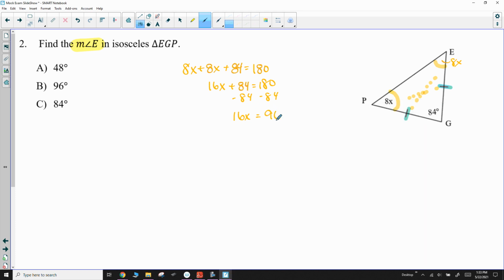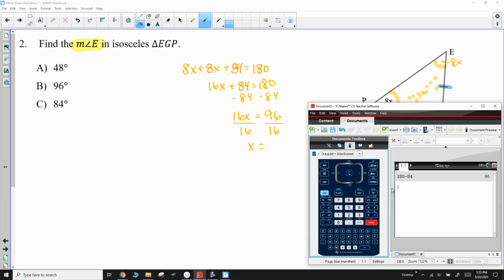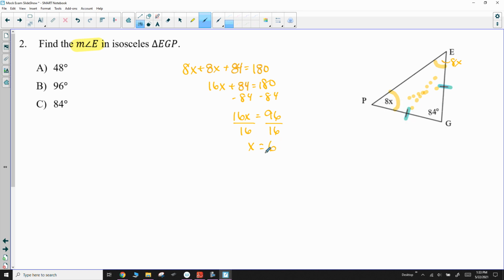96, and I'm not interested in 16x. I want to know what x is. So back to my calculator. Divided by 16 is equal to 6. And again, I'm not actually interested in what x is. I want to know what the measure of angle E is. So the measure of angle E, well, since these 2 angles are congruent, we said that angle E was 8x, and we just said that x was 6. So that guy is 48 degrees.